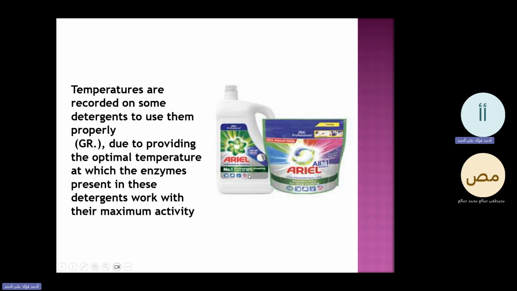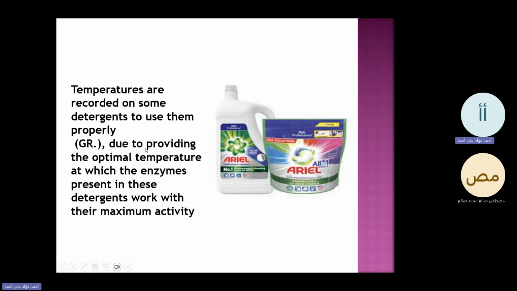عارف ان بيبقى بيتكتب على السام ديترجنت دي درجه حراره معينه. لا لا، ليه يعني؟ لازم الغسيل يتغسل عند درجه حراره معينه، او لازم الديترجنت ده يتحط في certain temperature. ليه؟ لان هم حاطين فيها انزيمز. هنا في انزيمز جوه الديترجنت دي، الانزيمز دي بتشتغل عند التمبريتشر دي. فلو التمبريتشر بتاعت الغسيل توقفت شغل الانزيم والستوب، مش هيبقى ليه فايده الديترجنت ده. فهنا temperatures are recorded on some detergents to use them properly.